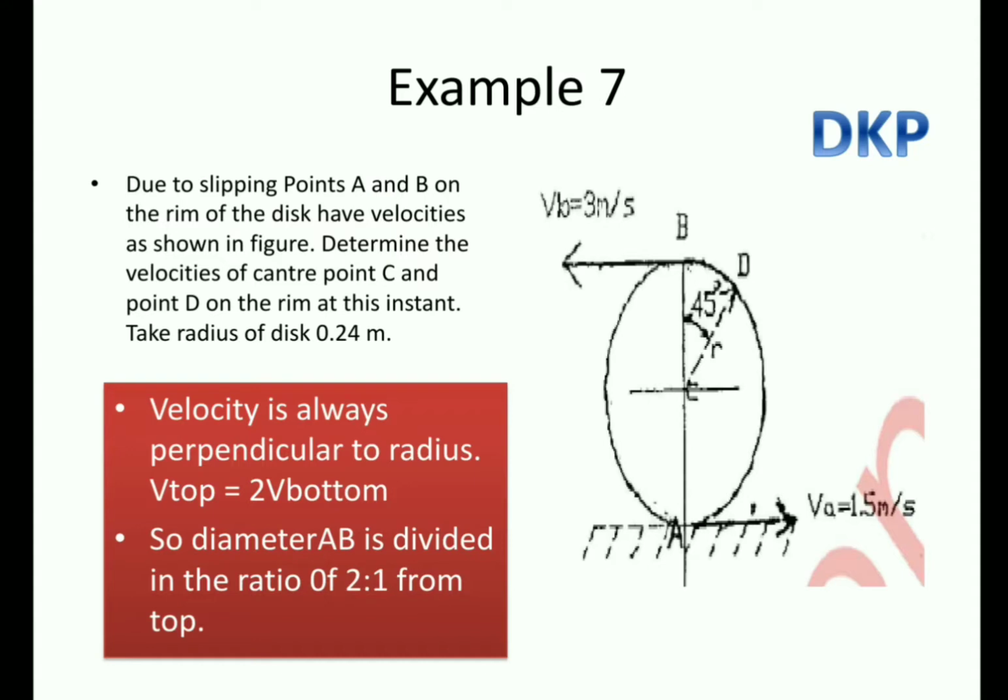So here it is said that a wheel is rolling on a surface, but there is slipping. Due to slipping, points A and B have these velocities, 3 meters per second and 1.5 meter per second. Velocity at point B is 3 meter per second. Velocity at A is 1.5 meter per second. Remember that there is a slipping. When there is slipping, the instantaneous center of rotation will not lie at the point of contact. It will lie somewhere on this line.